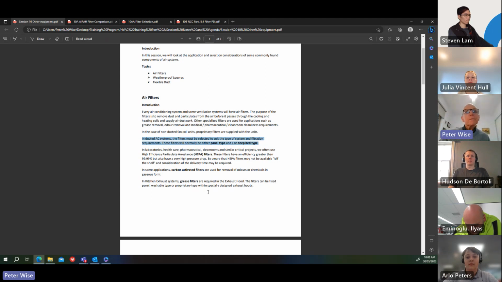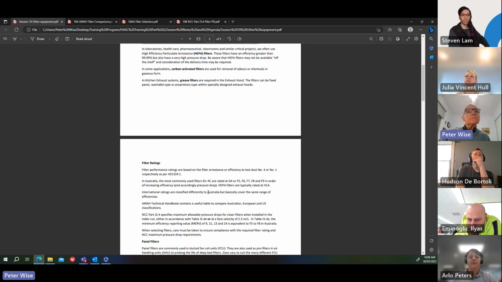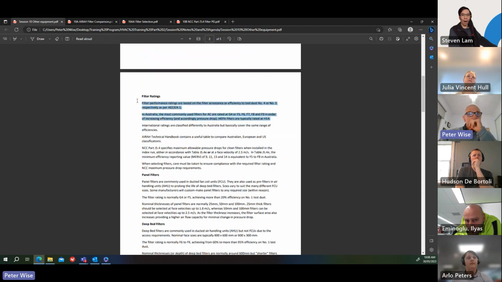Filter ratings. So filter performance ratings are based on the filter arrestance or efficiency. Excuse me, I've got a bit of a cough today. To test dust number 4 or number 1 respectively in accordance with AS 1324 Part 1. So there's a standard that you can go and have a look at if you want to find out all the details about how the filters are tested.